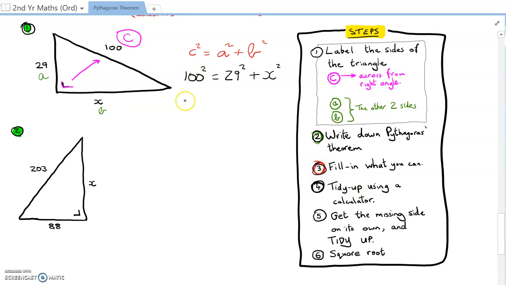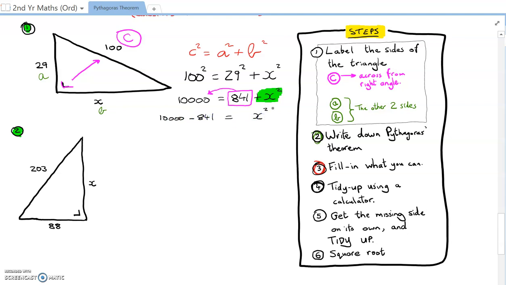Okay, 100 squared is 10,000. 29 squared is 841. These are big numbers. Okay, get the missing side on its own. So here's the missing side. Get that on its own. So I need to move this 841 over to the other side, so that the X will be on its own. So that will be 10,000 is still here, minus 841 equals X squared.